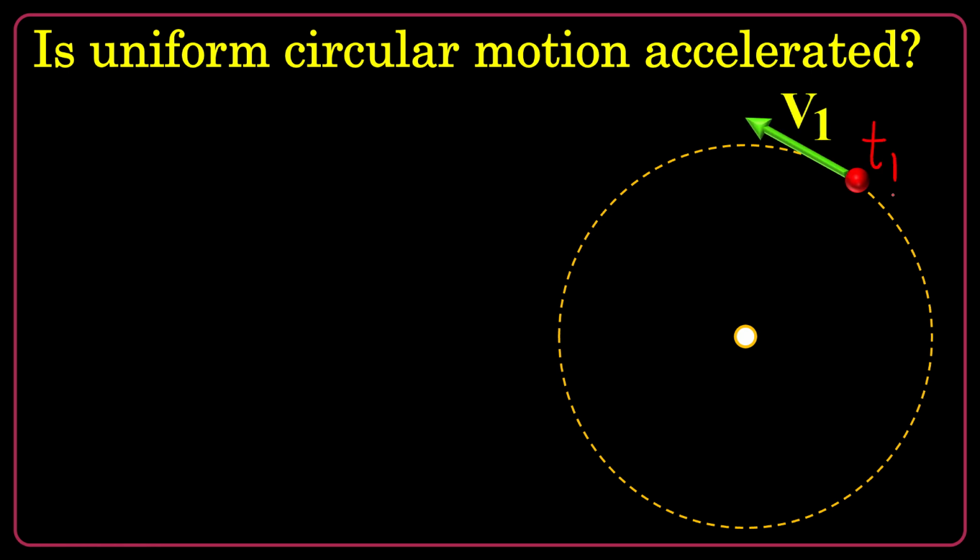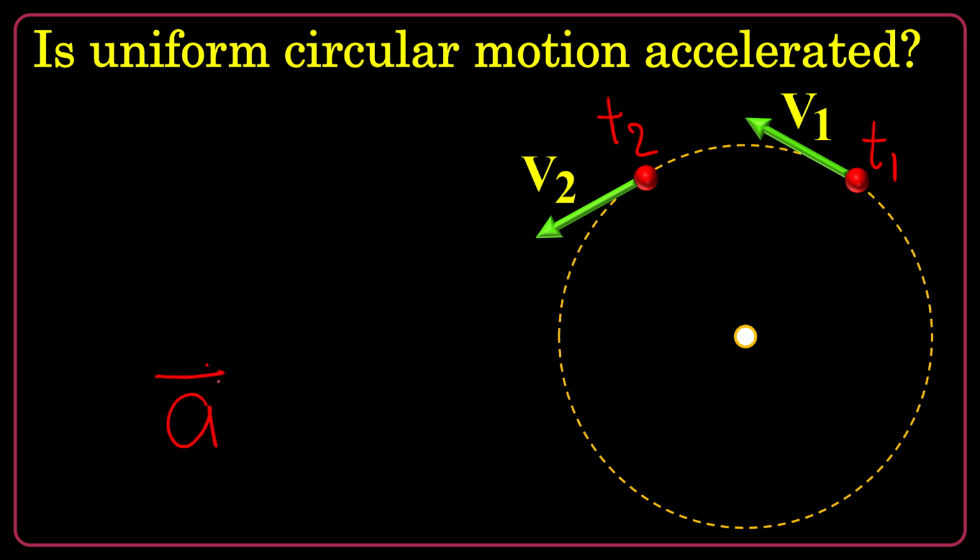The object has a velocity like v1, a vector tangent to the trajectory, tangent to the circle. At another moment like t2, the object will have another vector like v2. v2 is the velocity of the object at this moment. Although it has the same magnitude as v1 because the speed is constant, it's a different vector, so necessarily it's accelerated. How to find that acceleration?